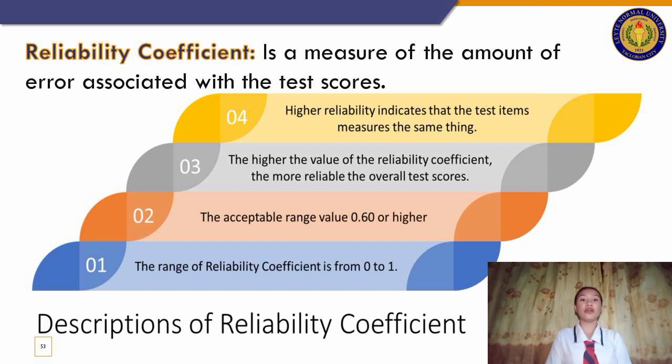Lastly, we have the amount of error associated. The reliability coefficient serves as a gauge of the amount of error associated with the test score. Lower reliability coefficients suggest a greater degree of variability in scores, indicating a less dependable measure. So the reliability coefficient encapsulates the reliability of test scores, offering a numerical indicator of the consistency and accuracy of the measurement process.